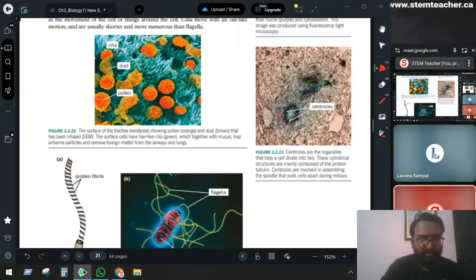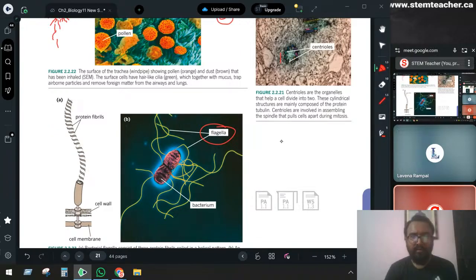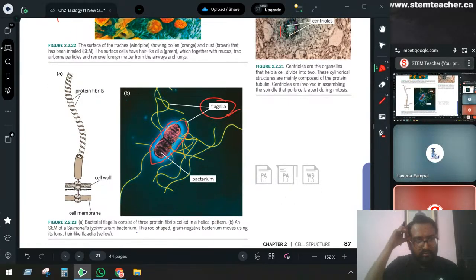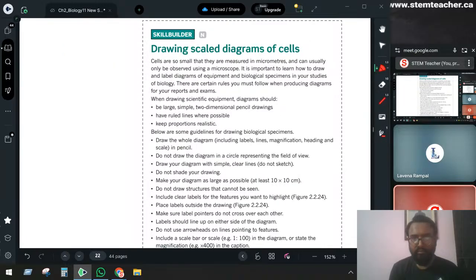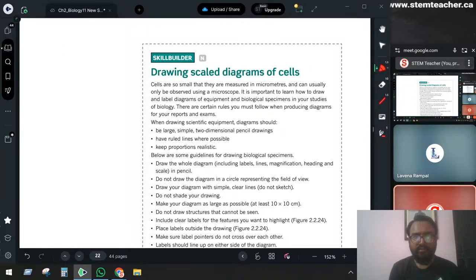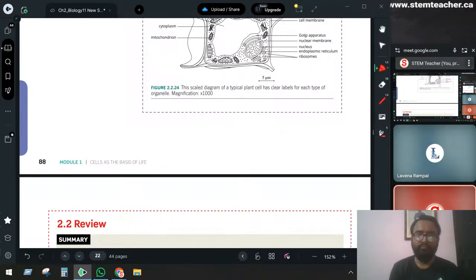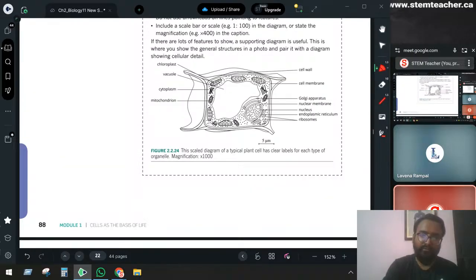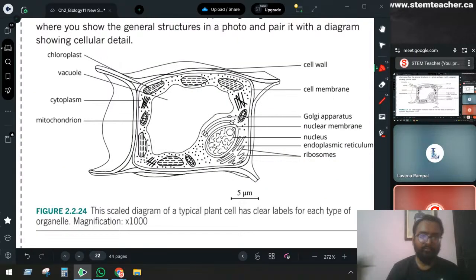You can see here, this is flagella, for the bacteria. So these are all in eukaryotic cells. You can get it. Okay. So next we can go to drawing scaled diagrams of the cells, and you also need to practice how it looks. Okay, it's a rough line image.